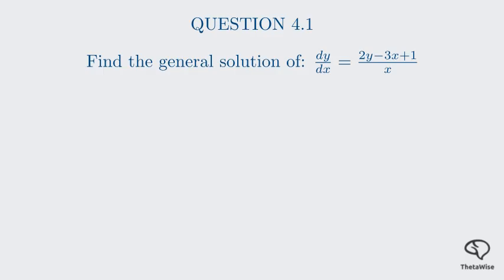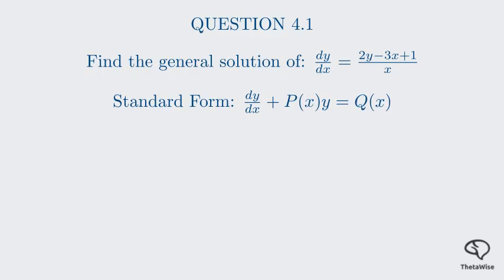Looking at this equation, it involves both y and dy/dx, and it doesn't seem to be easily separable. However, we can rearrange it to match a standard form for linear first-order differential equations. The standard form is dy/dx plus p of x times y equals q of x. To get our equation into this form, let's start by splitting the fraction on the right side. dy/dx equals 2y over x minus 3x over x plus 1 over x. This simplifies to 2y over x minus 3 plus 1 over x.